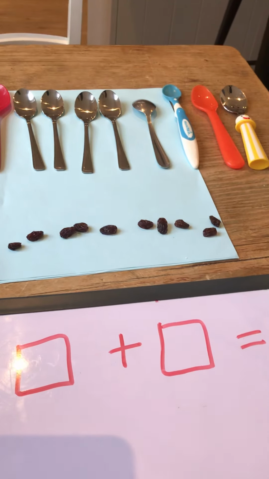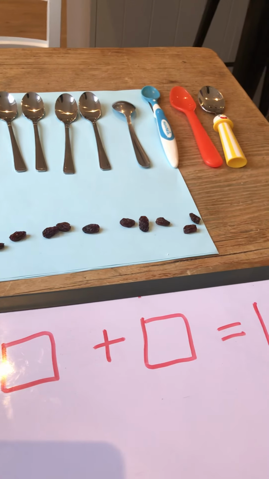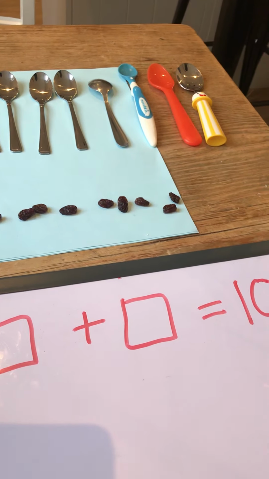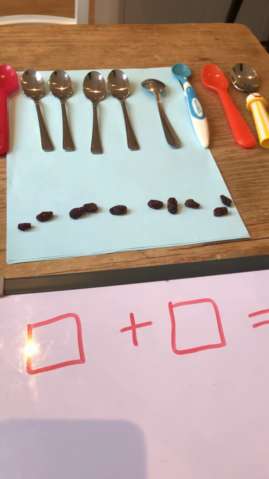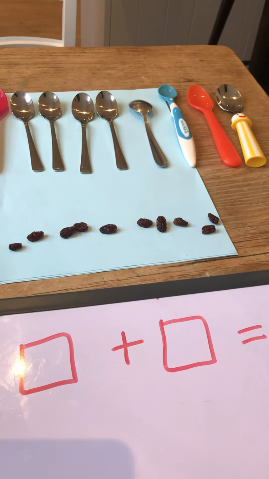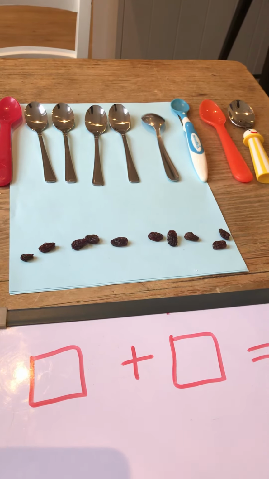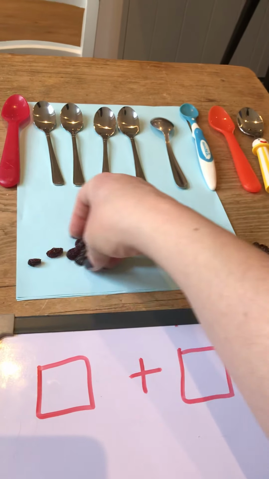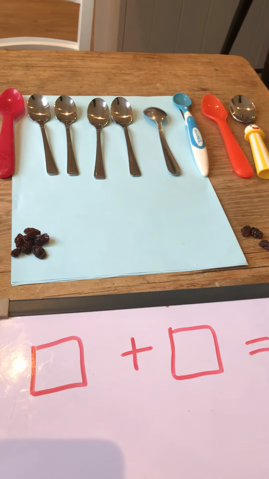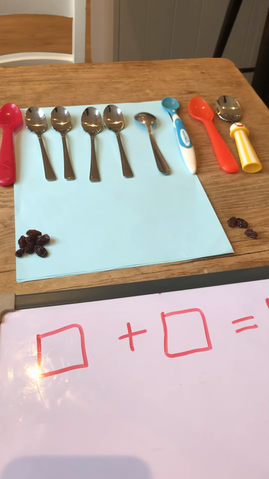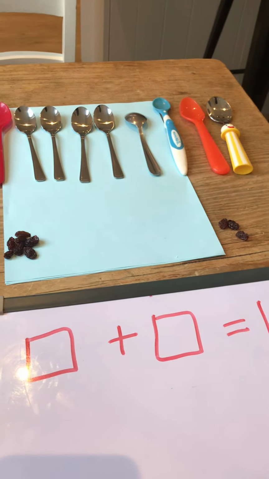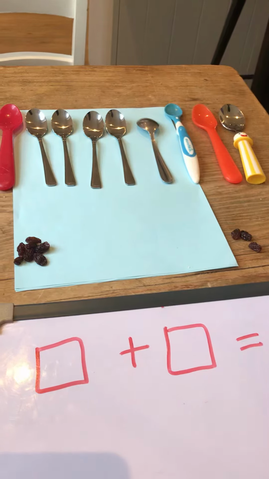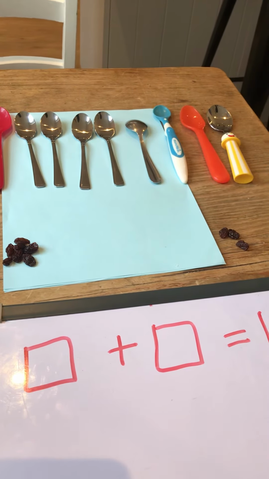So, number bonds. Number bonds to 10 are pairs of numbers that, when added together, give you the number 10. It is all the different ways you can make 10. So I'm going to split these 10 raisins up into 2 groups. I'm going to take this group of raisins and push that group to one side. So there are 10 altogether. I started with 10, and I've just taken two groups using those 10 raisins. One part, the second part, 2 parts to make a whole.